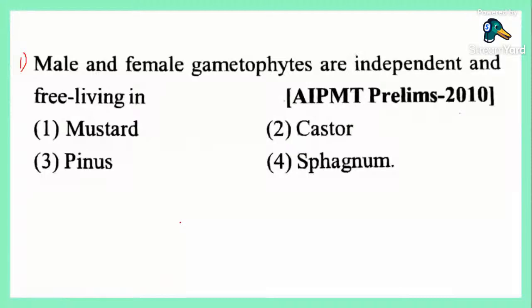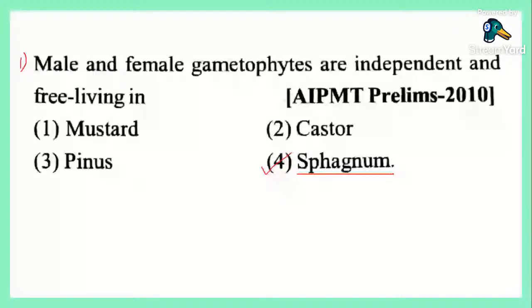Yes, very good. The correct answer for question number 1 is option number 4, sphagnum. What is the other term for sphagnum? It is the peat moss. So the correct answer for question number 1 is sphagnum.